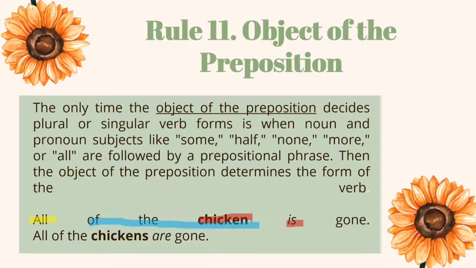Another example, all of the chickens are gone. Ang ating prepositional phrase ay of the chickens. So, ang chickens na ating object of the preposition, ayan ay plural, kitang-kita naman, kaya gagamitin natin ay are. So, again, yun yung rule. Kapag ang nasa unahan ng object of the preposition ay yung mga words like some, half, none, more, all, katulad dito, yung object of the preposition ang magde-decide kung siya ba ay singular or plural verb dapat.